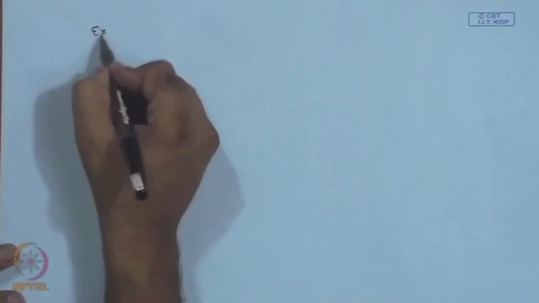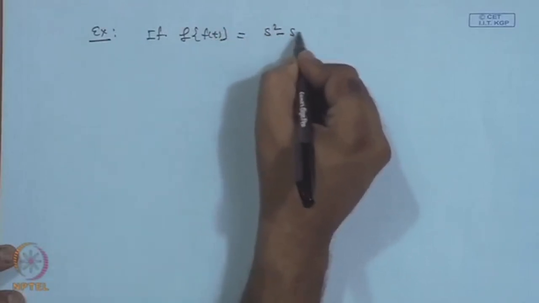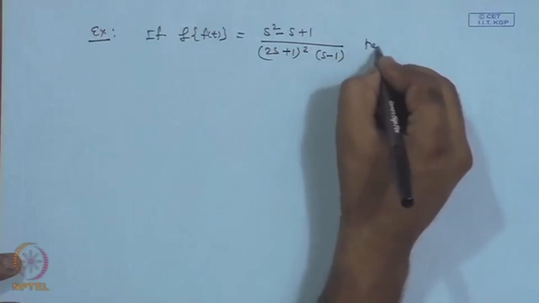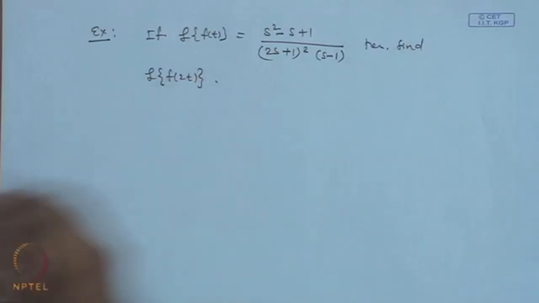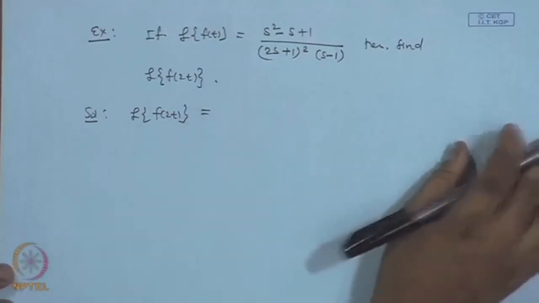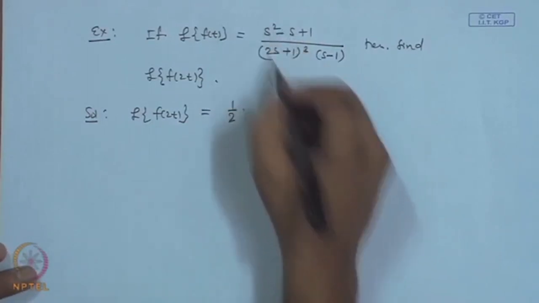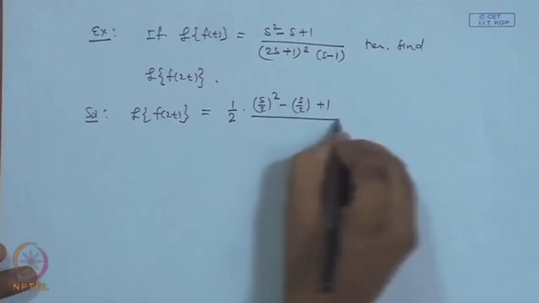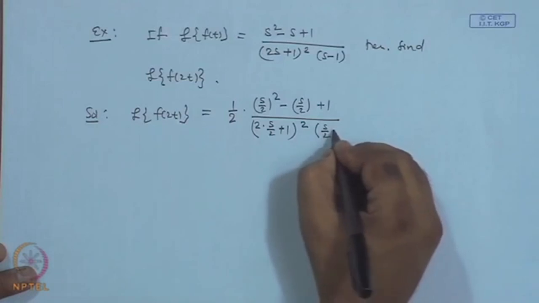So, now we take the example that if the Laplace transform of f(t) is (s square minus s plus 1) over (2 s plus 1) whole square and (s minus 1), then find the Laplace transform of f(2 t). So, Laplace transform of f(2 t) by this change of scale property, we have 1 over a, so 1 over 2 and F(s over a). So, we will replace this s by s by 2. So, (s by 2) square minus s by 2 plus 1 over (2 times s over 2 plus 1) whole square, and (s by 2 minus 1).